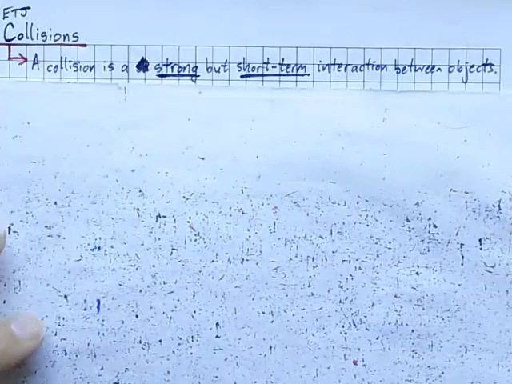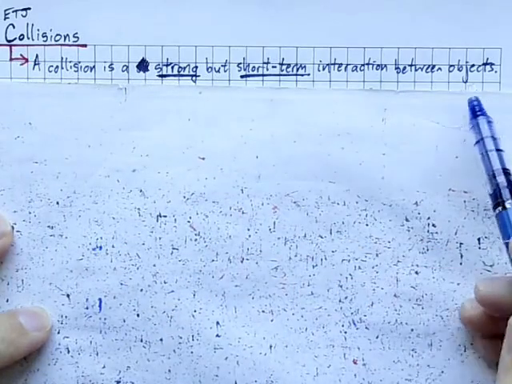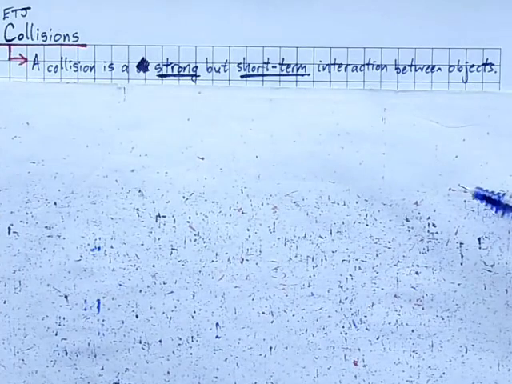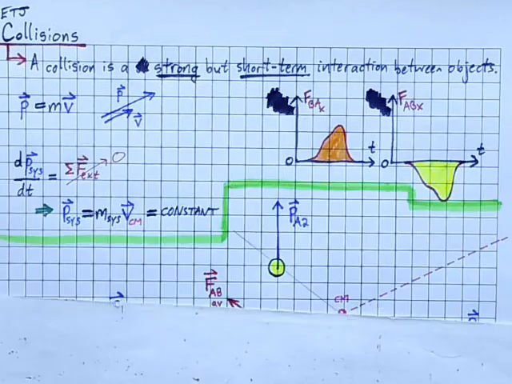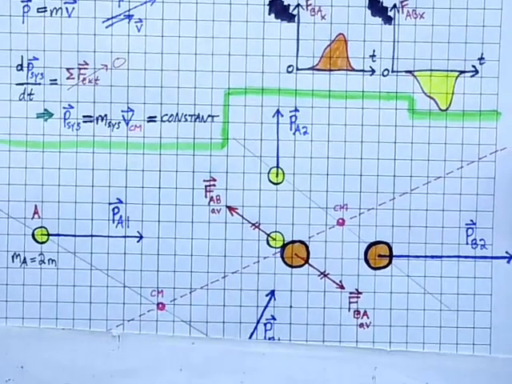A collision, broadly put, is a strong but short-term interaction between objects. Now, before we write down the equations that describe collisions, I'd like to first, in this video, look at a graphical illustration of a two-body collision, that is a collision between two moving objects. So, okay, there's a lot to discuss here. Not to worry, we'll be taking it piece by piece.